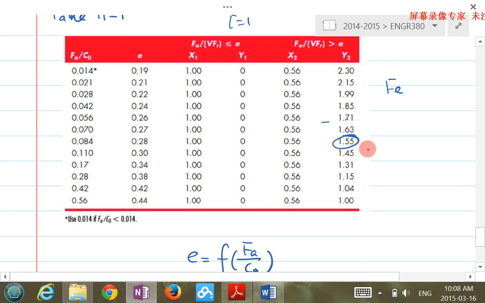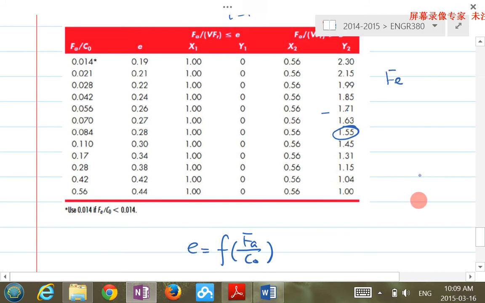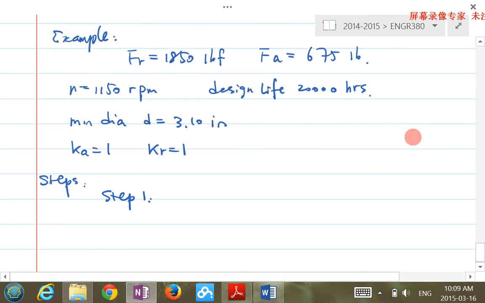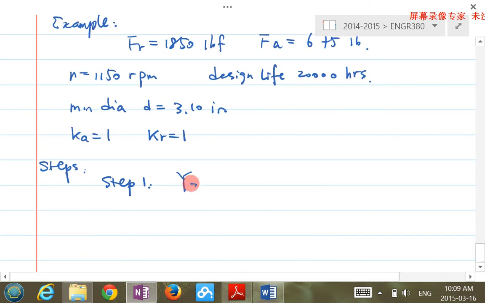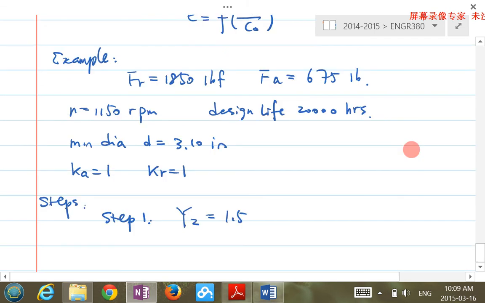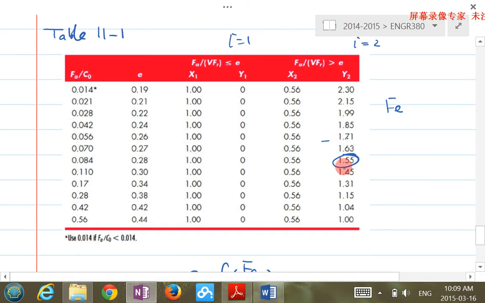Now, however, you do have a choice. You may insist, I want to start from 1.0. That'll work too. There are pros and cons, and it depends on where you start. So we'll start this Y2 with 1.5 in my case right here.